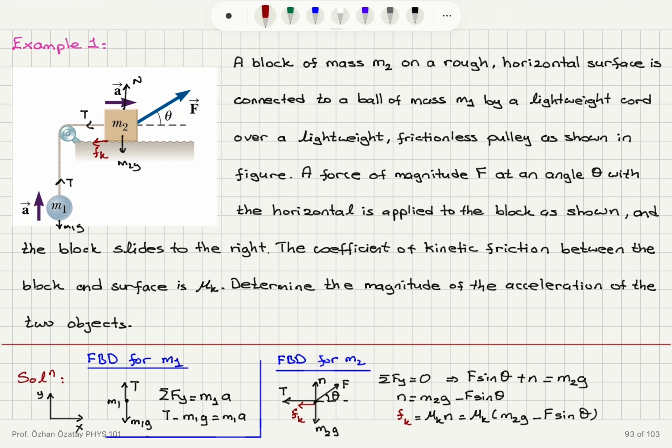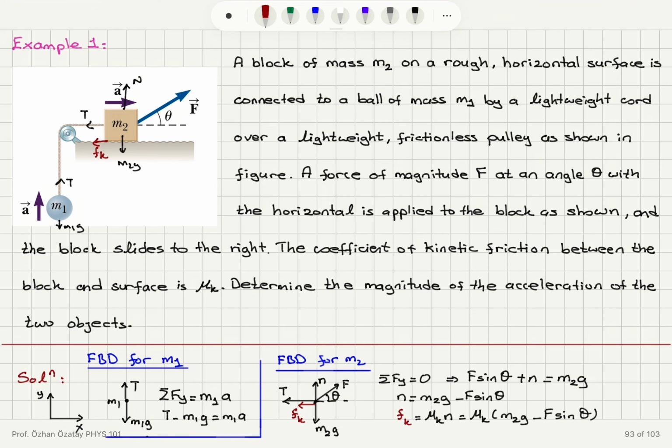So this we have drawn modeling m2 as a point particle showing all the forces here. Net force on the y-axis is 0 because m2 is not moving on the y-axis. That gave us the normal force and Fk, which is mu k times N. The motion is on the x-axis, so we have written the x component of F cosine theta minus T minus the friction force equals m2a. a is in the i hat direction, and when we add these two equations we obtain a given by this long expression.